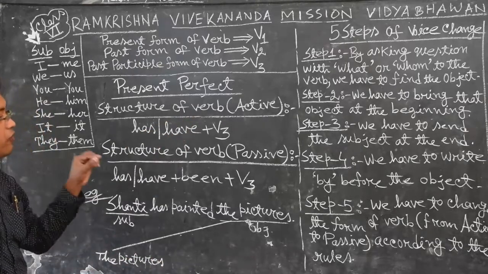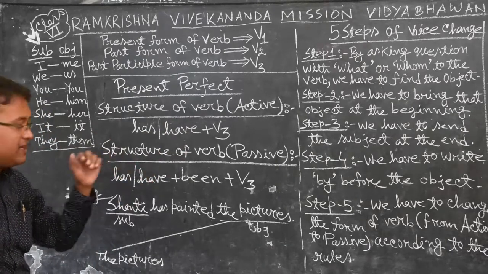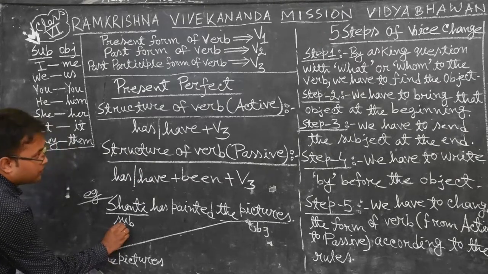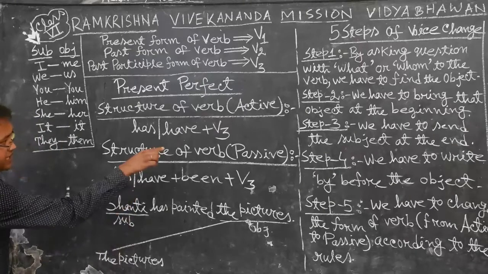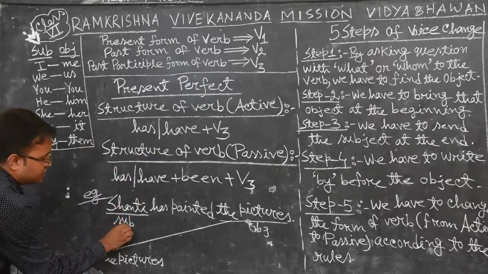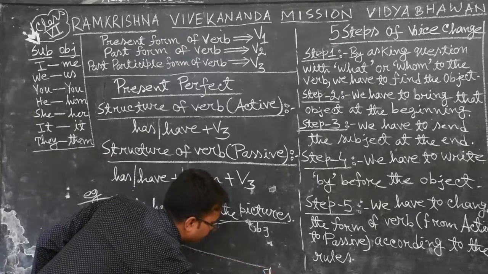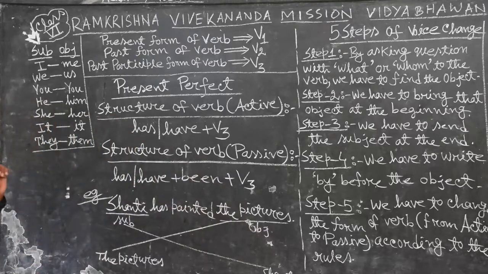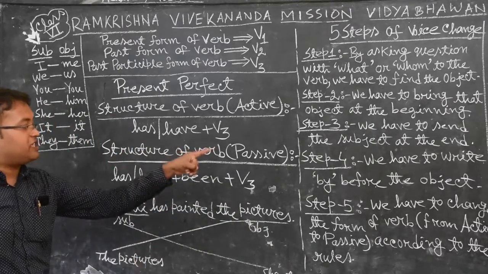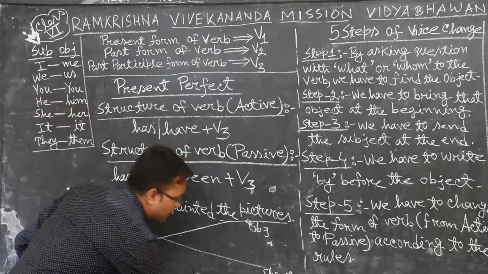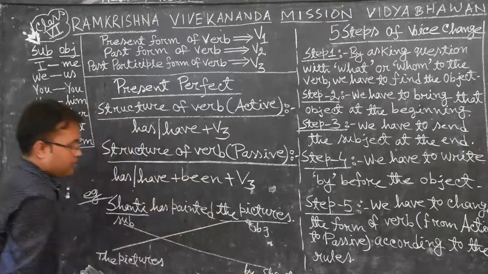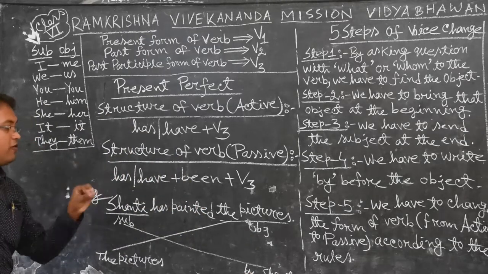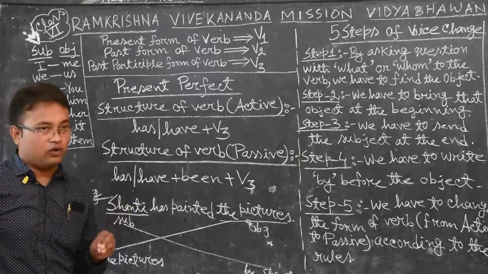Next, step 3. We have to send the subject at the end. So I will send Shanti at the end. Next, step 4. We have to write by before the object. Step 5. We have to change the form of verb from active to passive according to the rules.